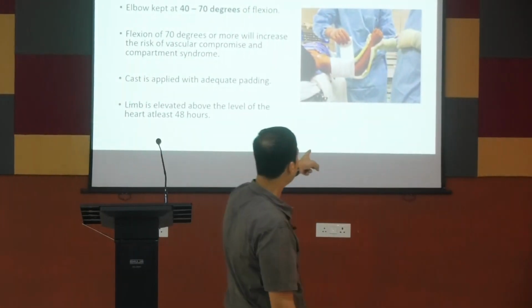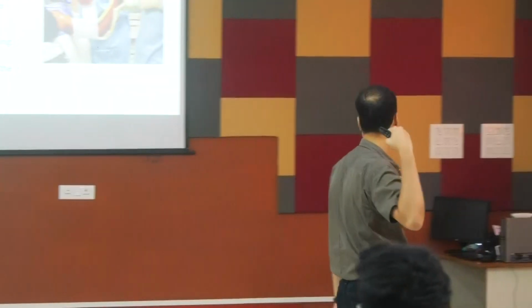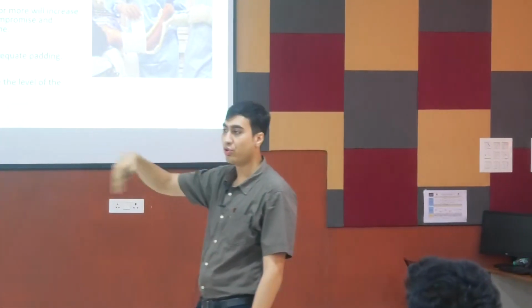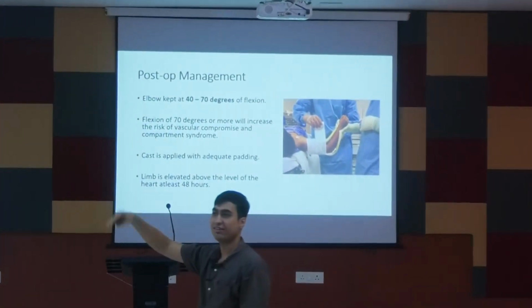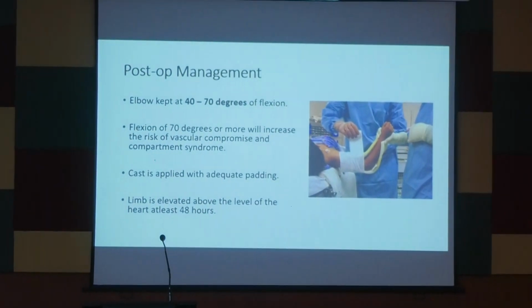Post-operative management, see how they have flexed it, 20 to 40 degrees of flexion. They are not doing it beyond 90 degrees. So that is important, okay. And very important, you can elevate the limb also. The more you elevate, the more edema drains, because it should be above the heart level. The more edema drains off, the quicker the recovery you get.